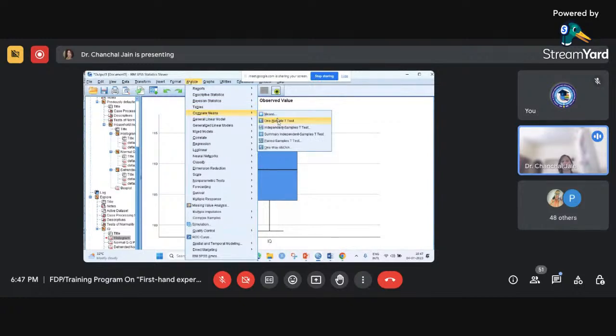then from here you can select one sample t-test. Analyze menu, compare means, and one sample t-test. You can select. Fine.